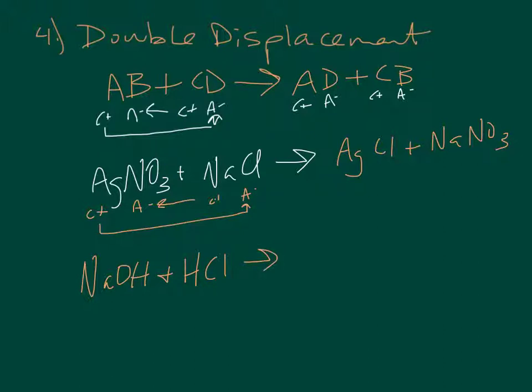So again, my sodium is the cation, hydroxide, another polyatomic ion, that's the anion. Hydrogen is the cation, and chlorine is the anion. All right. So sodium and chlorine are going to go together, and hydrogen and hydroxide are going to go together. So we end up with sodium chloride plus. Now, if I have an H and I have an OH, that gives me 2 H's and an O. And what do we get with 2 H's and an O? Of course, that is water.